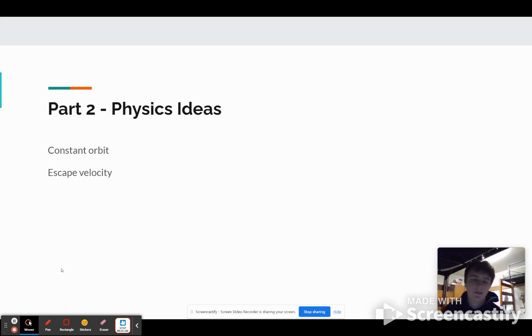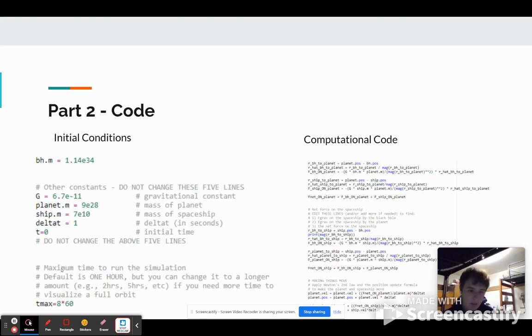For part two of the lab, we've got some more physics ideas. Constant orbit will come up in the what-if portion, and then escape velocity is important, which is not something we totally talk about or are going to calculate, but it's important so the rocket doesn't end up inside the black hole. We want it to get close, but also be able to meet escape and not get sucked in. So here are initial conditions. We use the mass of the black hole found in part one. And then in the computational code, we use the position and velocity update formulas to move things along. And then the net force equation as used earlier as well.